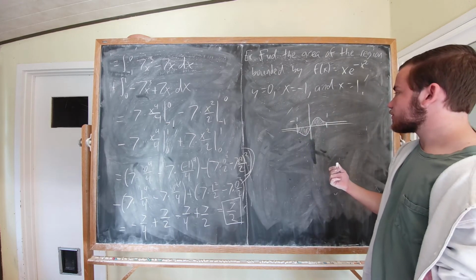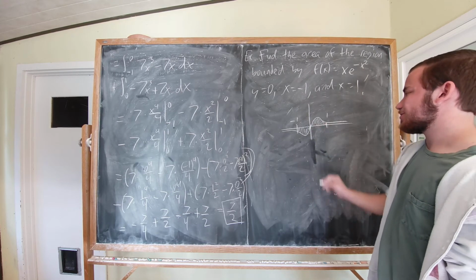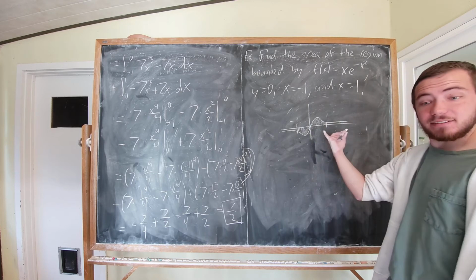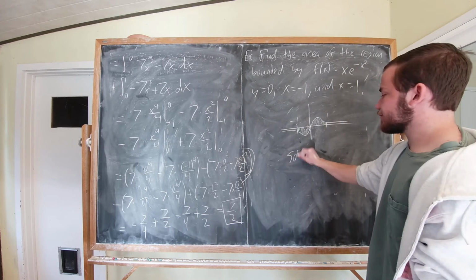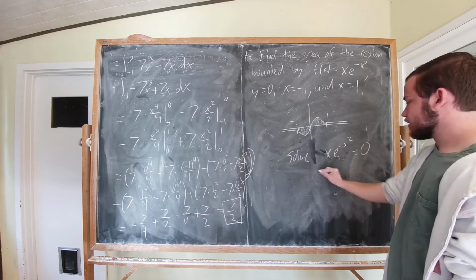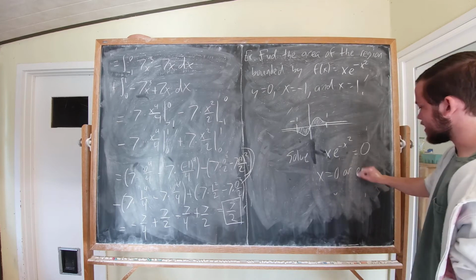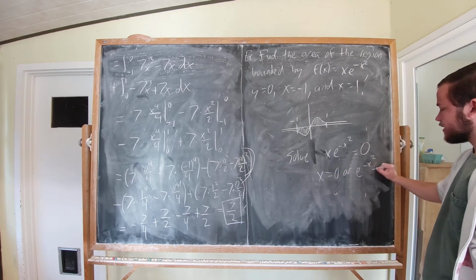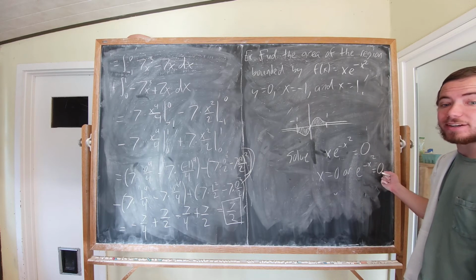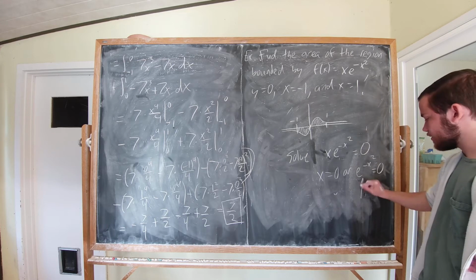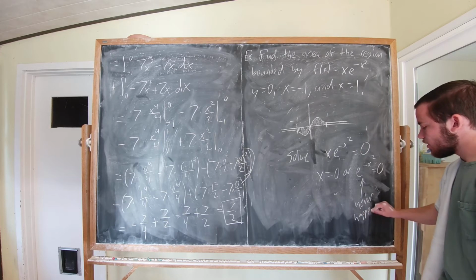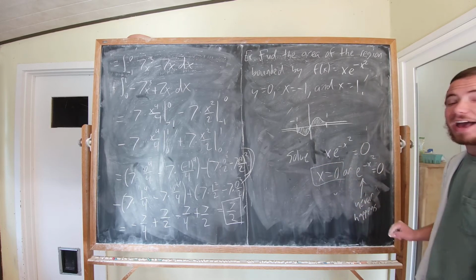So how do we set this up? Well, we need to figure out where that intersection point is. Hopefully it's pretty obvious that it's at 0, but let's say it wasn't. Then we solve x e to the negative x squared equals 0. x is equal to 0, or e to the negative x squared equals 0. e to anything is not 0. If you tried to take the natural log on both sides, you'd be trying to take the natural log of 0, which is undefined. So this never happens, which means our intersection point is at x equals 0.